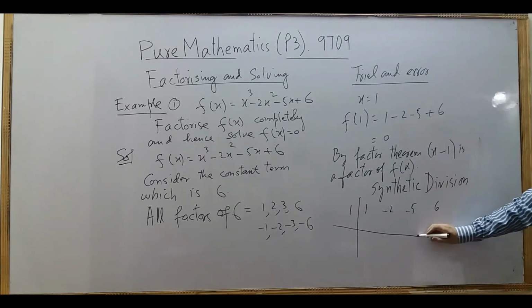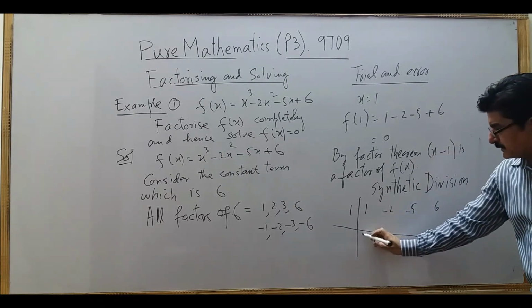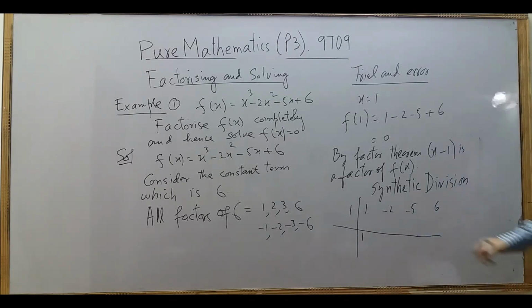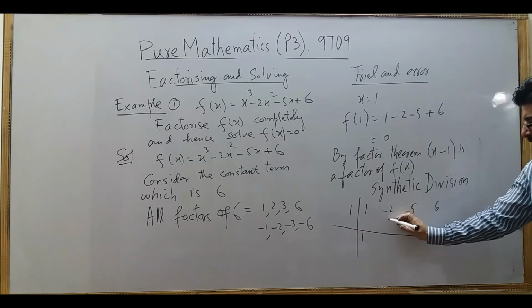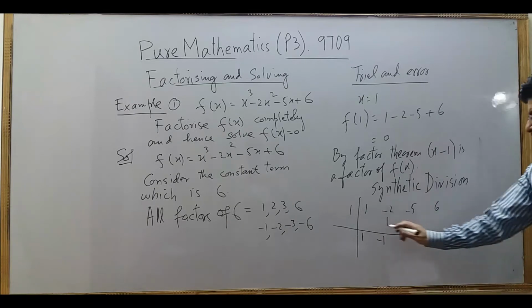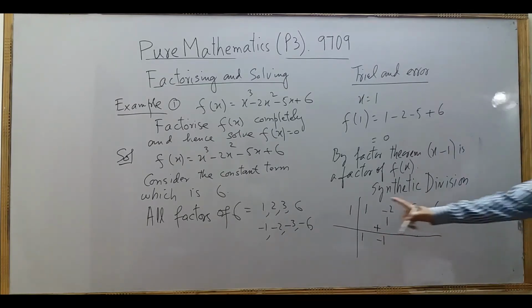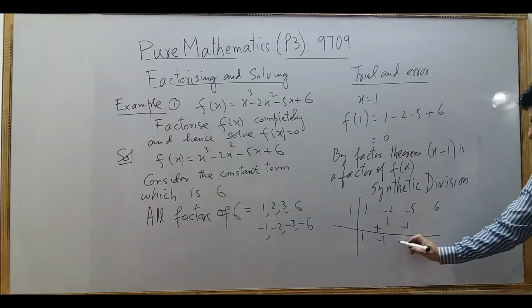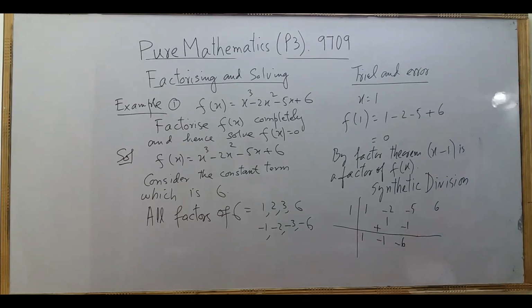It's very easy. This one is written directly over here. Now we multiply this one by this one, we will get 1. Then we add, we will get minus 1. You always add plus. Again multiply this by this, it is minus 1. You will add, you will get minus 6. Again multiply this by minus 6, you will get minus 6. And this is 0. And this is the remainder, keep in mind. Why is this 0? Because x minus 1 is a factor of f(x).